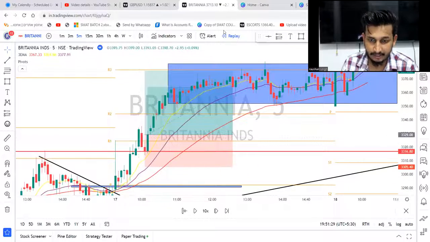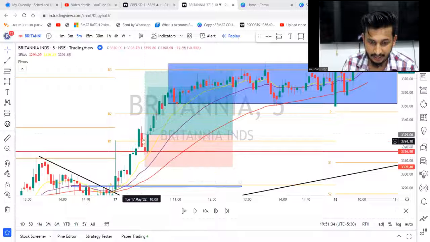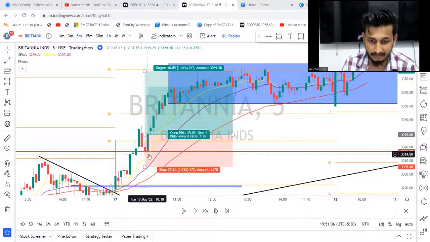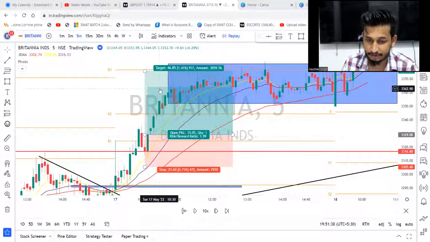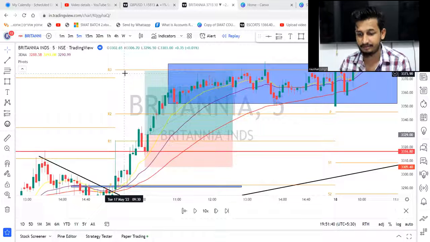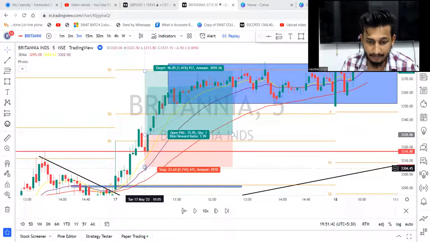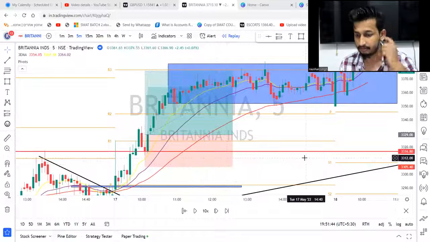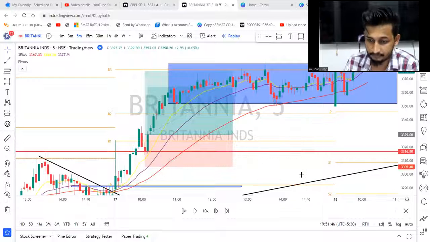Please let me know, did you understand the first and second trade which we had taken? This one, breakout, market came downside, again confirmation, we went for the trade, kept a target near R3, and the stop loss was kept below this level. All right.